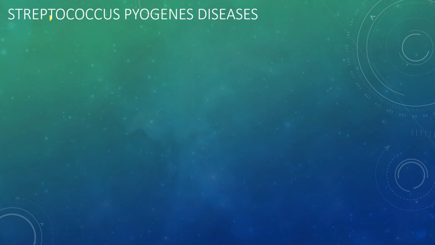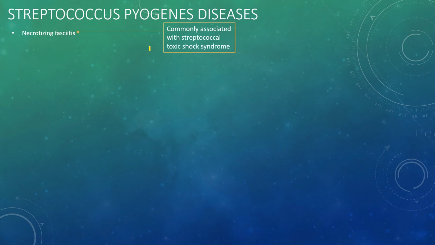So now some more diseases caused by Streptococcus pyogenes. There are a lot of these diseases. So necrotizing fasciitis. This is commonly associated with streptococcal toxic shock syndrome. Remember, necrotizing fasciitis is triggered by the actual toxin, so it can be associated with the toxic shock syndrome as well. So it's an infection even below cellulitis, below the subcutaneous fat, even into the muscle fascia. So the subcutaneous fat and muscle fascia being affected.